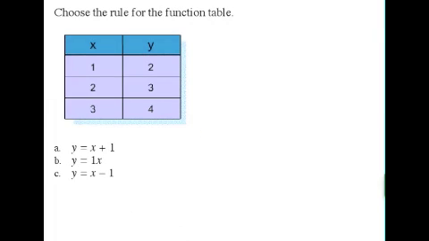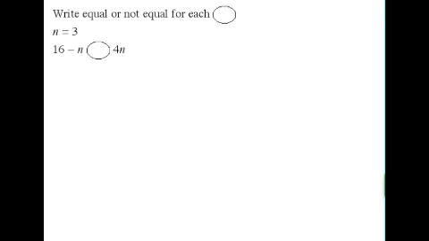Next up is Brendan and Zach and Kyle. Choose the rule for the function table. Look at the rows. Each number gets added by one number. So the answer has to be A. Very cool.